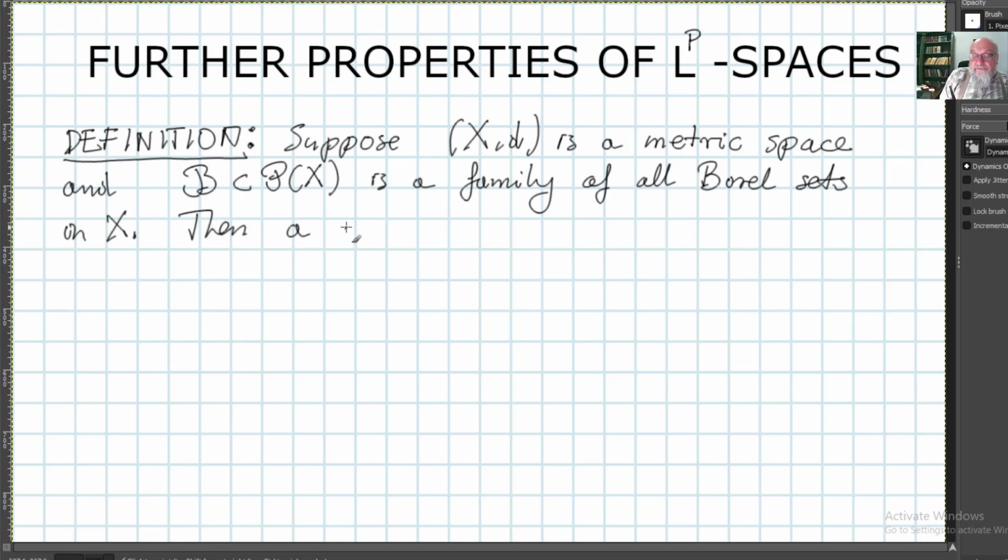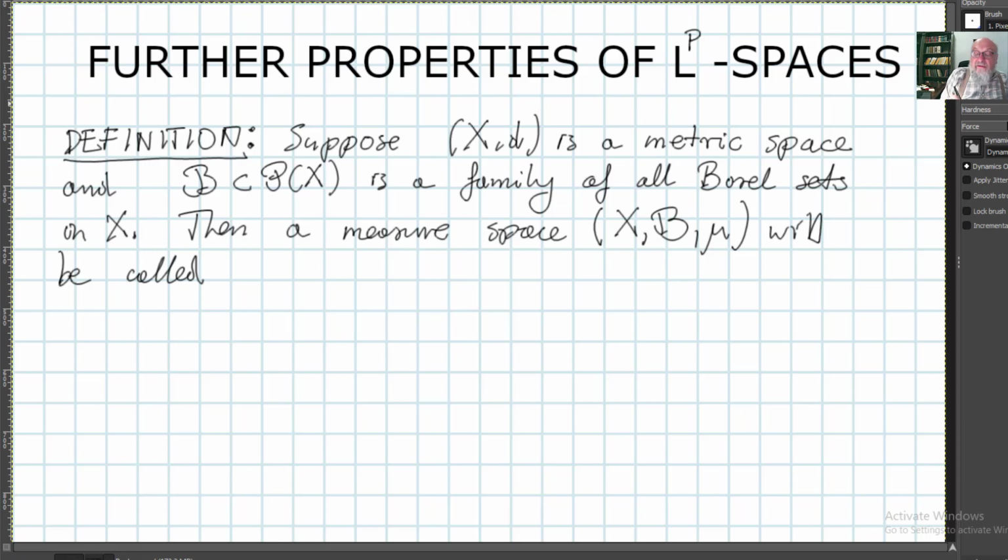A measure space. And look, this will be X, and the sigma algebra will be exactly this sigma algebra of the Borel sets. Mu will be called, and let's just simply indicate that this sigma algebra is the Borel sets, and we are dealing here with a metric space. We'll call it a metric measure space.